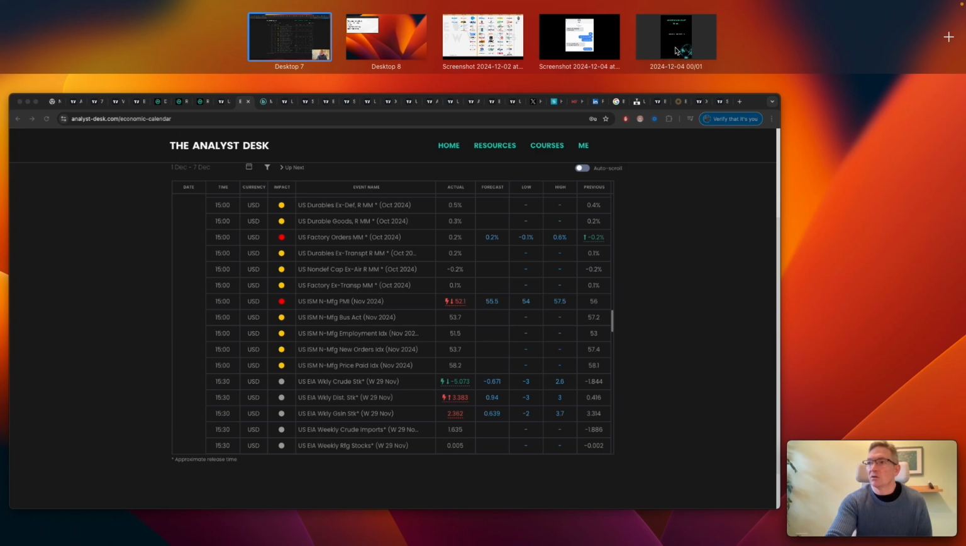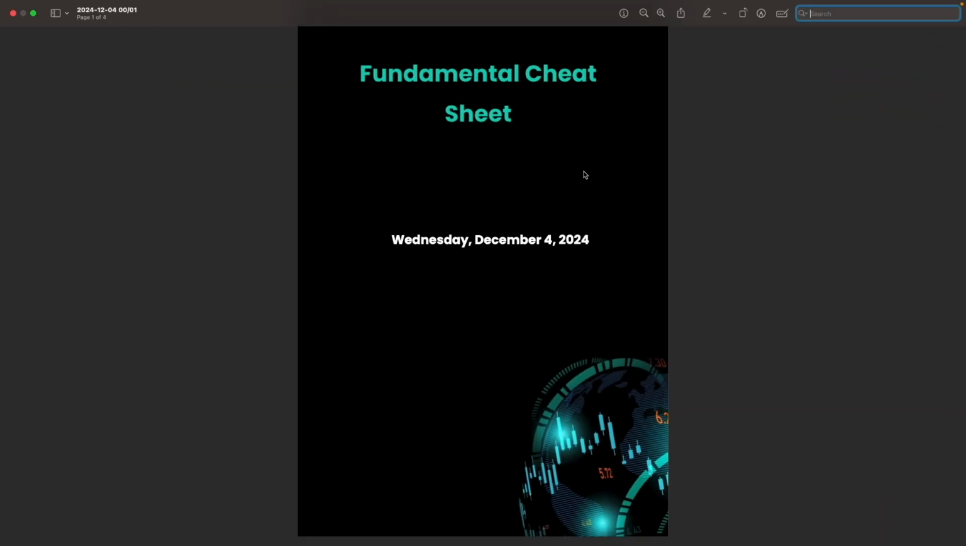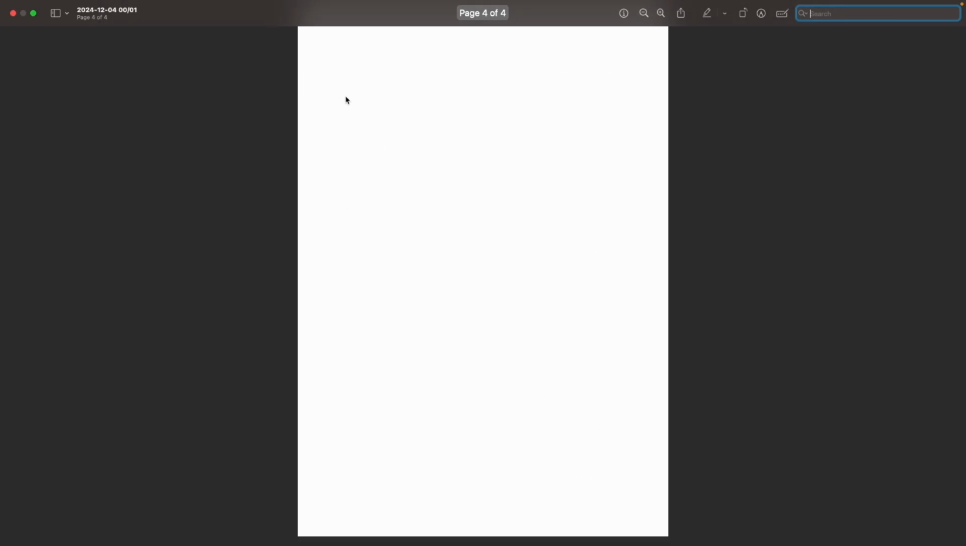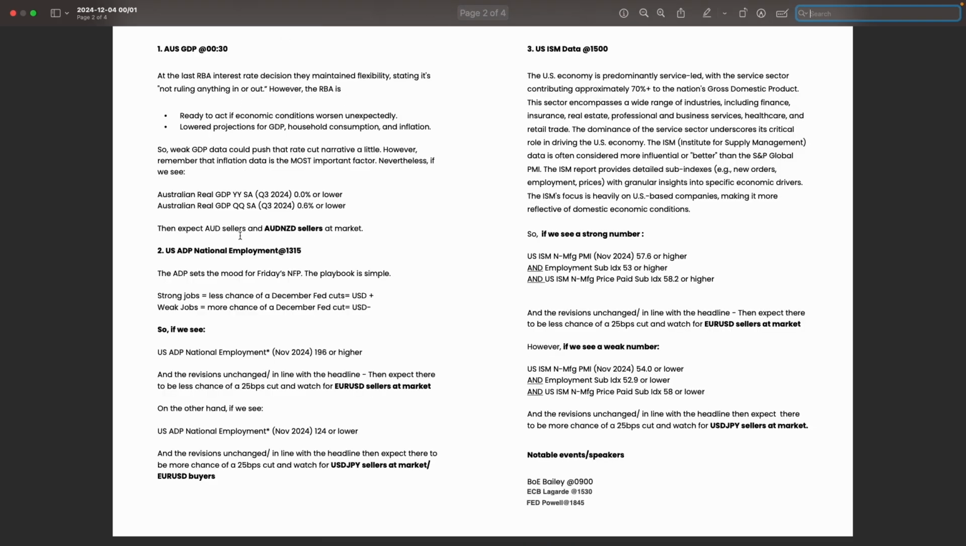So the cheat sheet that we were looking for, we were highlighting on that day. Let me just find that. Oh, there we go. We were highlighting this scenario here. If we saw a weak number, 54.0 or lower, we got that. And employment sub-index 52.9 low, we got that, 51.5. Now, we didn't quite get the prices paid sub-index 58 or lower.